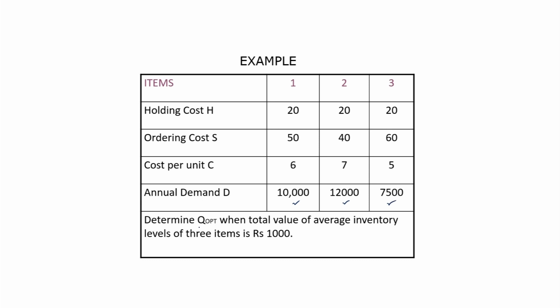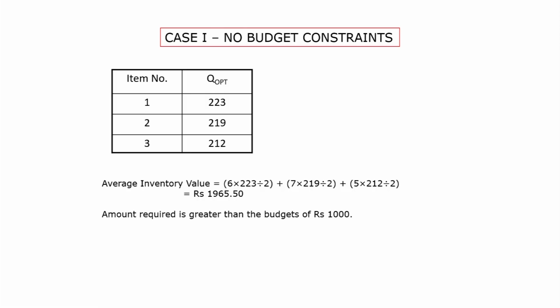So, we will calculate the optimal order quantity for each of them, and then we say that there is a budget constraint of 1000 only. This can be 10 crores or 5 crores or something, but for the sake of example we are taking a very small number, budget is 1000 only. If there is no budget constraint, the economic order quantity for item 1 is 223, then 219 and 212, and together the average inventory cost is 1965, but you have a budget of 1000 only. So, what to do in that case?